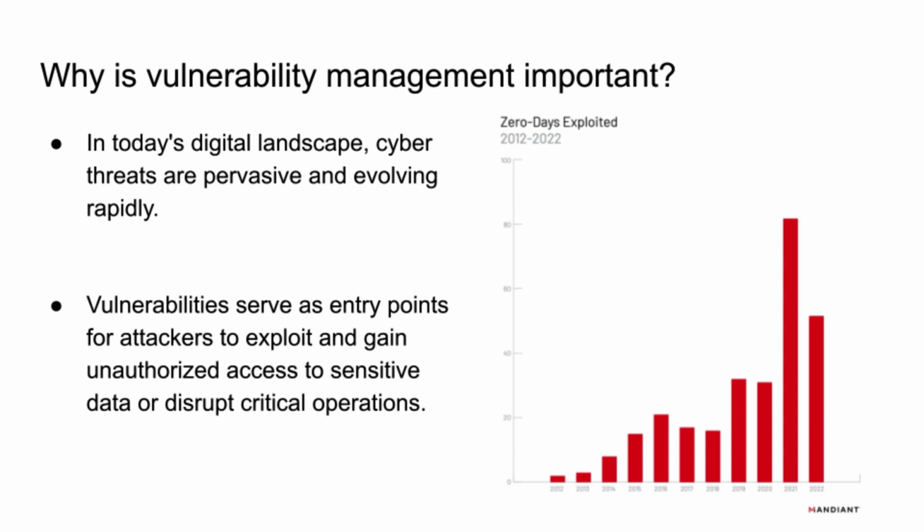In today's digital landscape, cyber threats are pervasive and evolving rapidly. Vulnerabilities serve as entry points for attackers to exploit and gain unauthorized access to sensitive data or disrupt critical operations. Mandiant, a cybersecurity firm owned by Google, tracked 55 zero-day vulnerabilities that were exploited in 2022. Although this count is lower than the record-breaking 81 zero-days exploited in 2021, it still represents almost double the number from 2020. Even though the number is lower than last year, these types of vulnerabilities are extremely devastating for business operations, as there is no defense or patch available yet because the software maker does not know it exists.